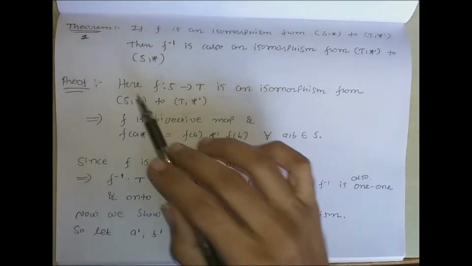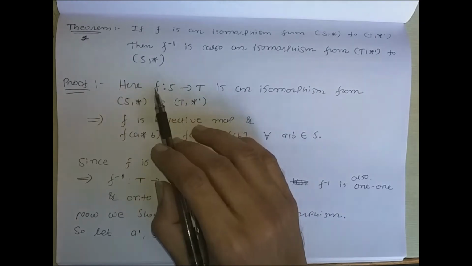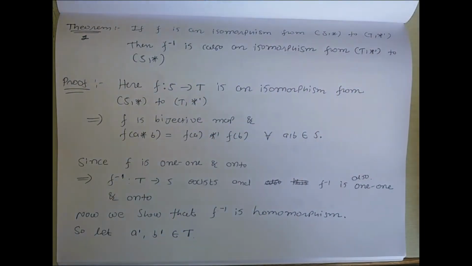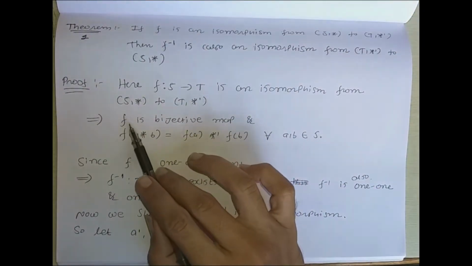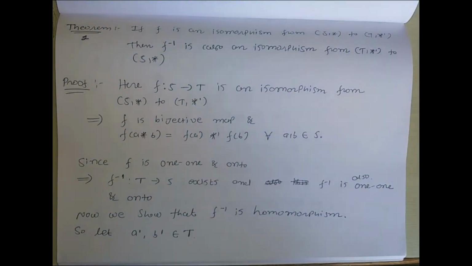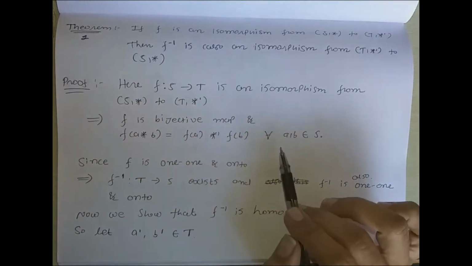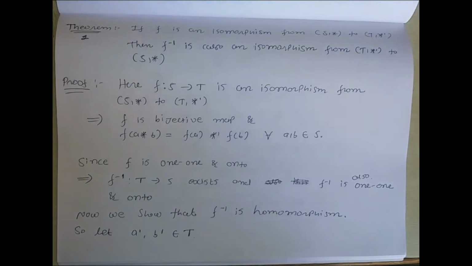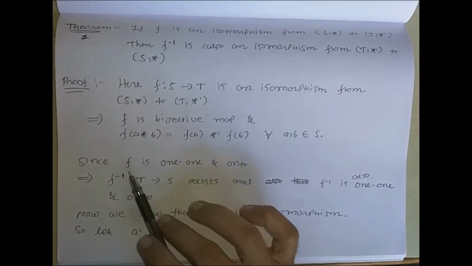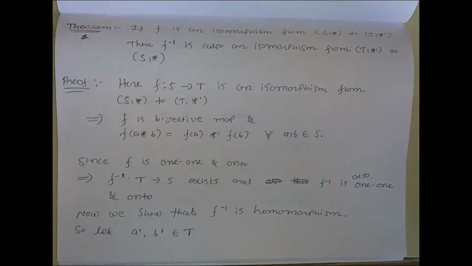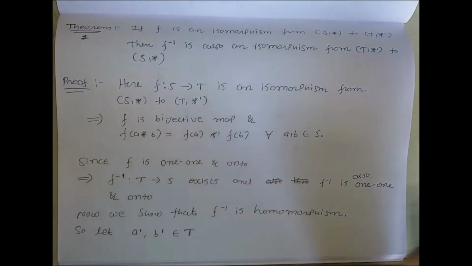Now let us see the proof. Here f from S to T is an isomorphism from (S, *) to (T, *'). It is given. So this implies that f is a bijective map from the definition, and f(a * b) is equal to f(a) *' f(b) for all a, b belonging to S. Now since f is 1-1 and onto, and we know that the inverse of a function is obtained only when the given function is 1-1 and onto. So here f is 1-1 and onto.